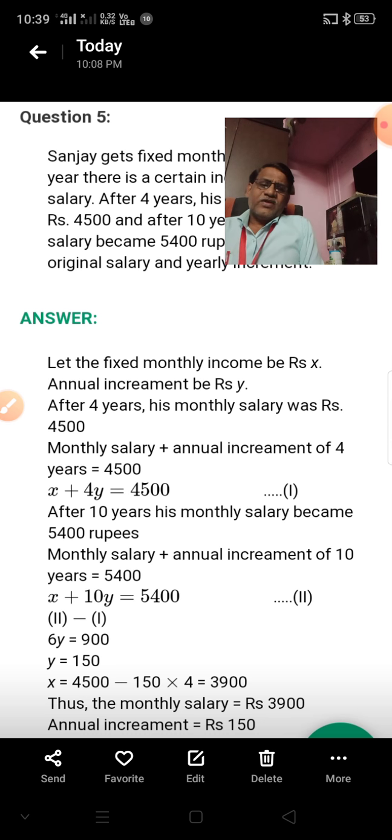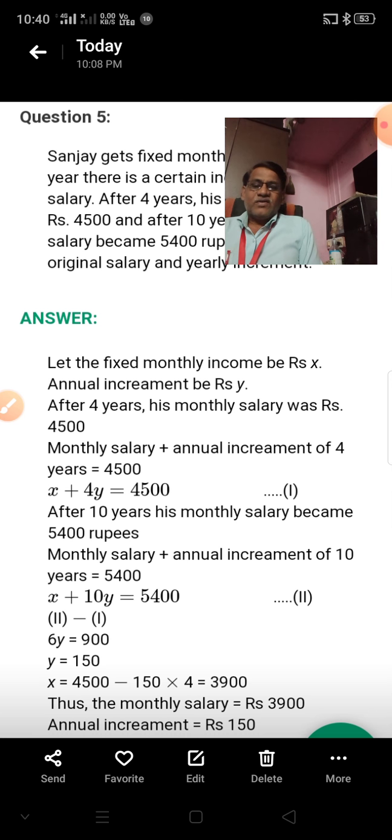See, after 4 years what happened? The monthly salary is fixed, so let the salary be x, and the annual increment is y. After 4 years the monthly salary is fixed, that is x, and per year y increment is there, so in 4 years it is 4y. It means x plus 4y is equal to 4,500. The total salary after 4 years is 4,500.